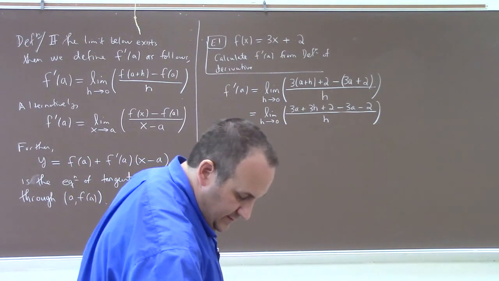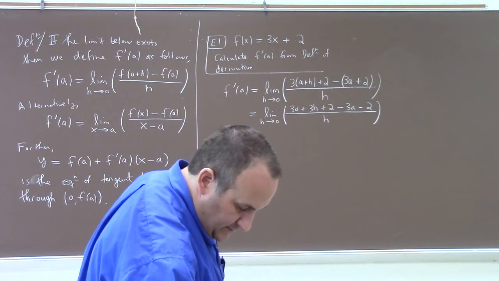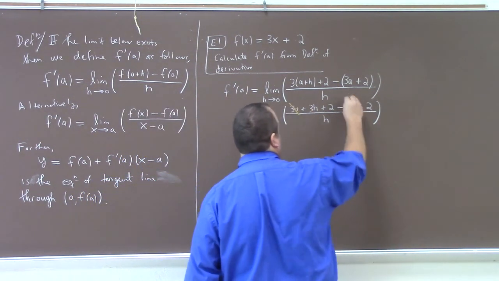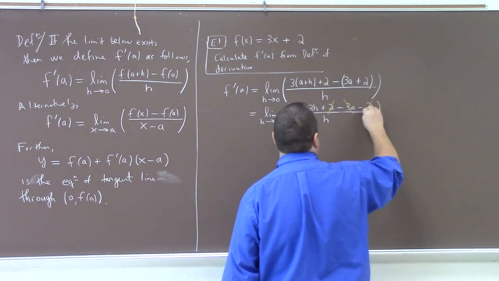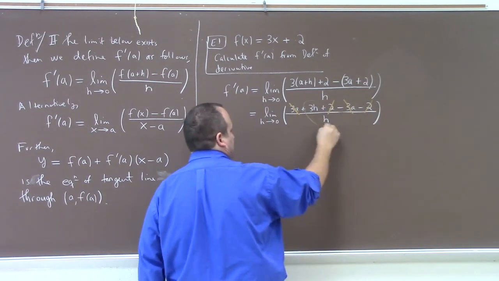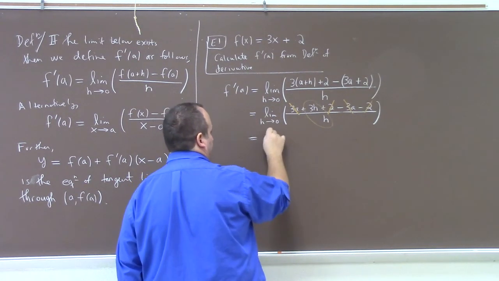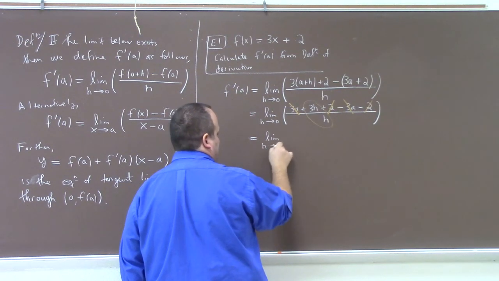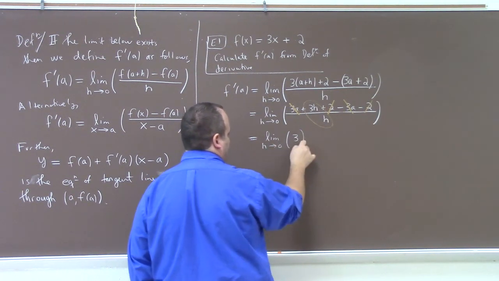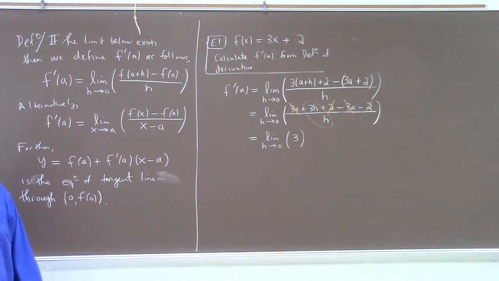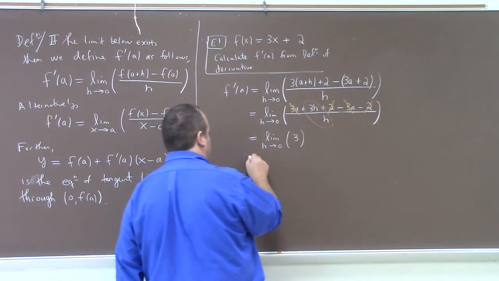You see it? So the 3a and the minus 3a cancel, the 2 and the minus 2 cancel, and we're just left with this business here, right? So what happens? The h and the h cancel, right? So we just get the limit as h goes to 0 of 3. Which is what? Three, right. So f prime of a here is 3.